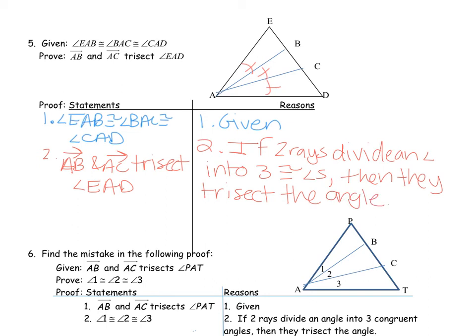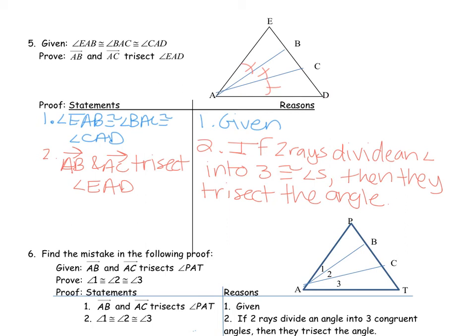Okay, so if 2 rays divide an angle into 3 congruent angles, this one's a little bit tricky because it seems like in our previous step we didn't say anything about 2 rays dividing an angle. But you have to think about, how did we get to 3 congruent angles? We got 3 congruent angles because these 2 rays were dividing up this big one. So a little bit tricky. That's definitely one to be studying and looking at.